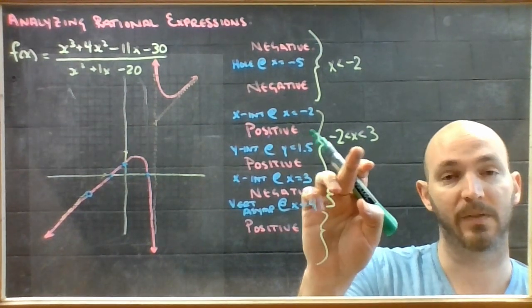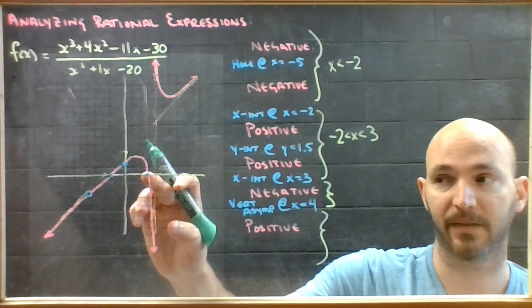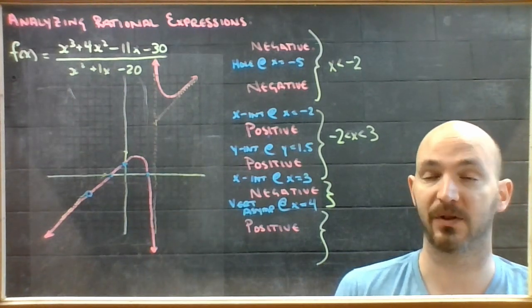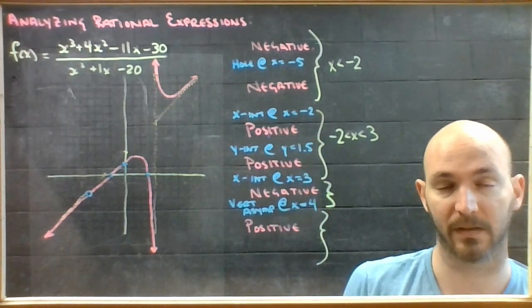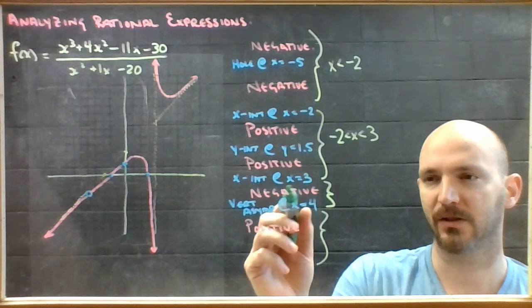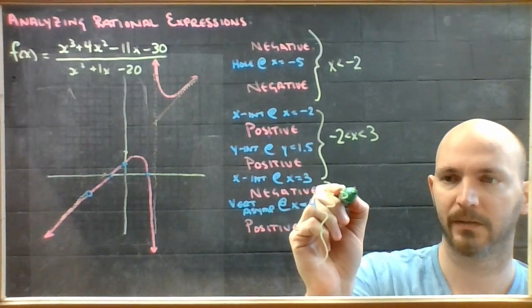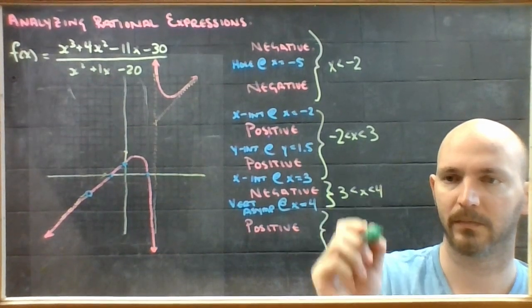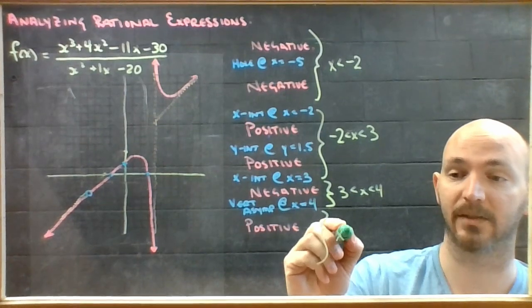Note that I'm not using the equal sign. I'm not using the equal sign because at 3 the thing is worth 0, which is neither positive nor negative. So you use your greater than and less than, not the greater than or equal sign. This section here is everything between 3 and 4. And this last section here then is every x that's greater than 4.